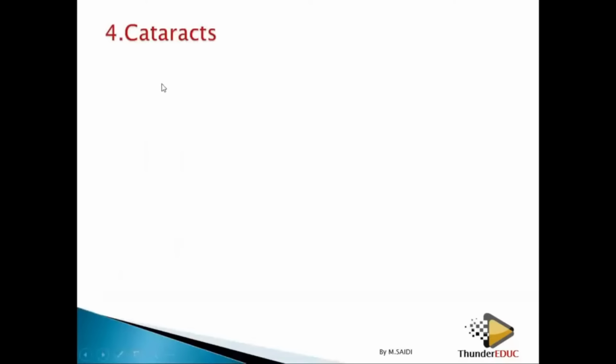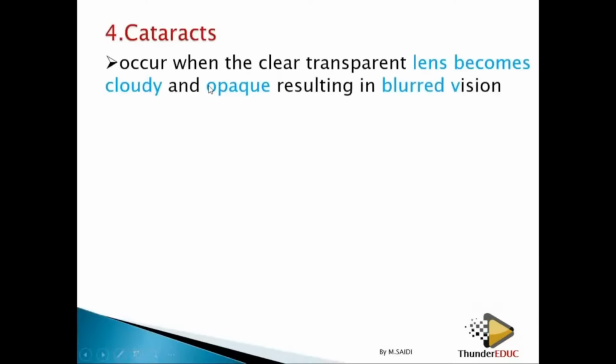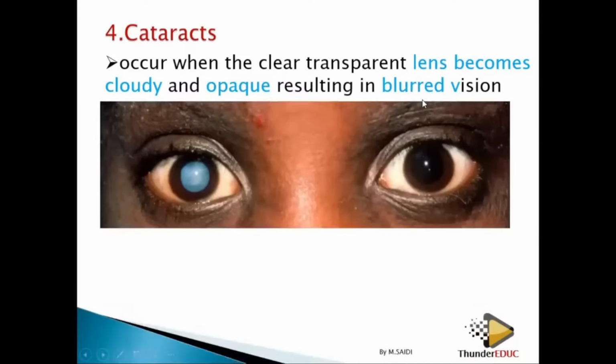The last one is what is called cataracts. Cataracts is like a milky substance in your eye. It occurs when a clear, transparent lens becomes cloudy and opaque. It means that it does not allow light to go through, resulting in blurry vision.